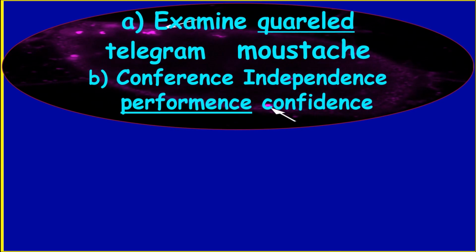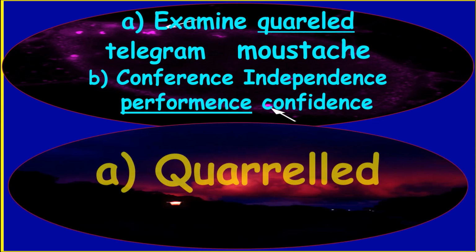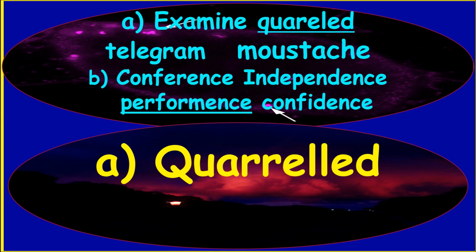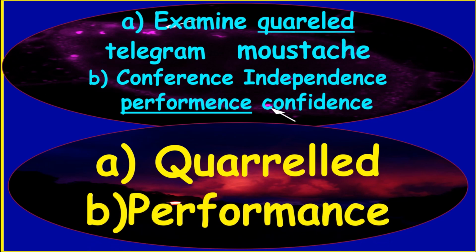Examine, and the mistake here is quarrel. And now the correct answer is QUARREL. Of course, in the exam, you will have only one spelling. I mean, there won't be any such things like that. But here I have given just like that. So the second one is performance, and it is PERFORMANCE. So this is how you have to write the answer for this question.